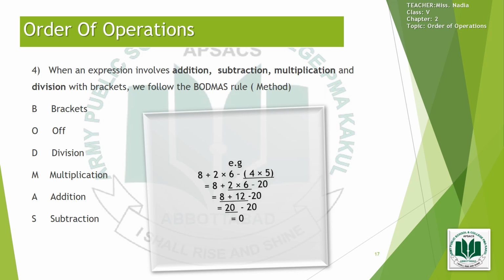For example, 8 plus 2 multiplied by 6 minus bracket 4 multiplied by 5. First do the operation that is inside the bracket, that is 4 multiplied by 5 is 20. Now we have 8 plus 2 multiplied by 6 minus 20. In this step we will do multiplication, that is 2 multiplied by 6, and then addition and subtraction.